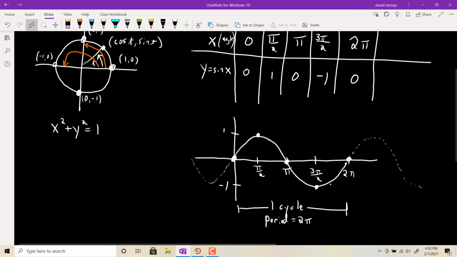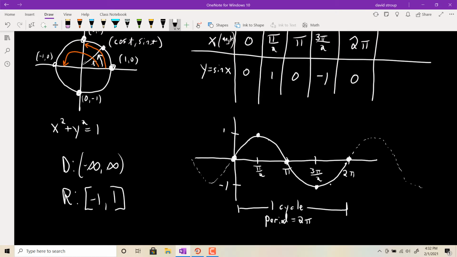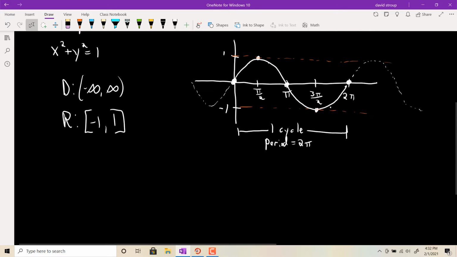So we kind of already know this. I think we've just talked about it before. The domain is going to be the set of all real numbers. And then the range, the output, the min is -1 and the max is +1. And you can see that on the picture. It never goes above 1, right? And it never goes below -1. So yeah, good stuff.